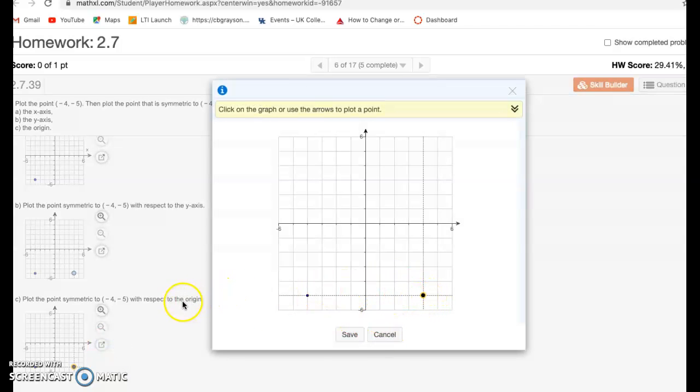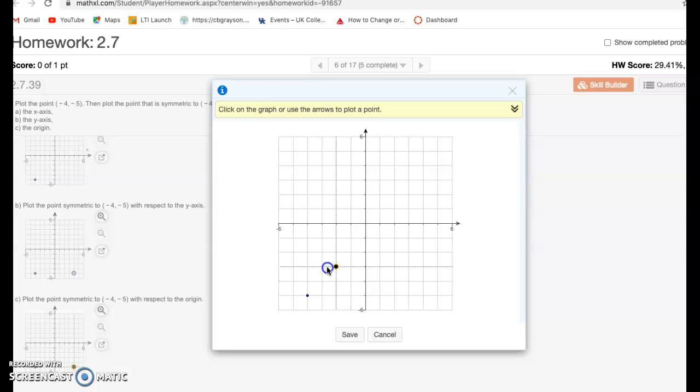So we're on the origin question. To do symmetry with the origin, that's a rotation. So I wish that point wasn't there to look at. But when we rotate, we want to move the graph through 2 quadrants. So it's going to land up here somewhere. And the rule is symmetry with the origin is a rotation of 180 degrees. And it changes the sign of both of these coordinates. So it becomes +4, +5.